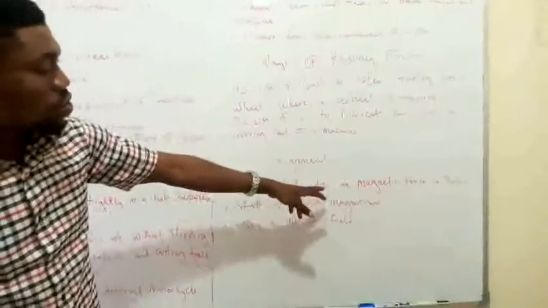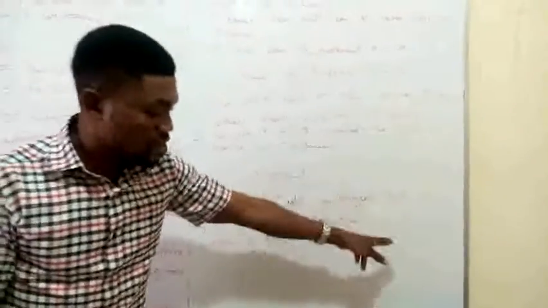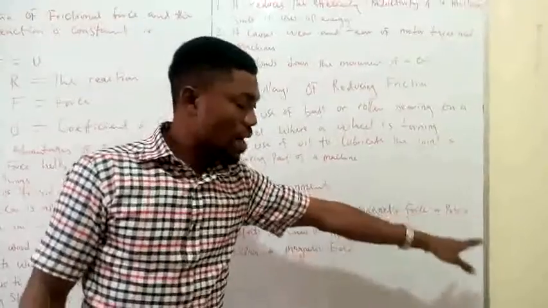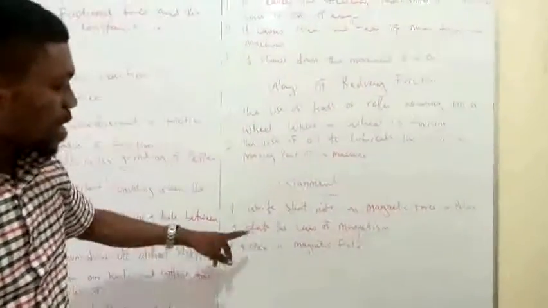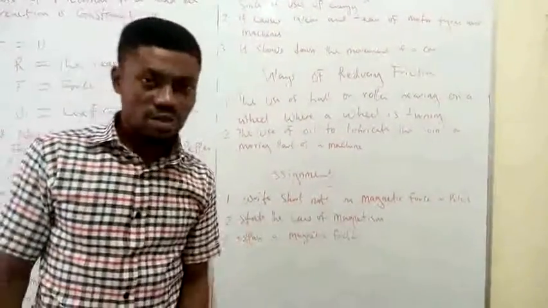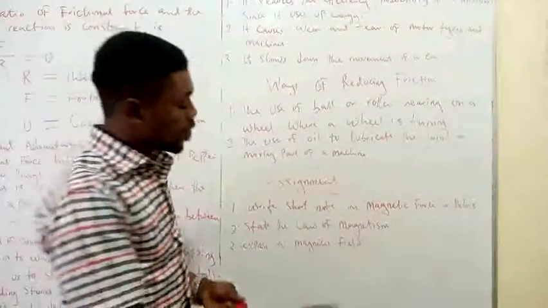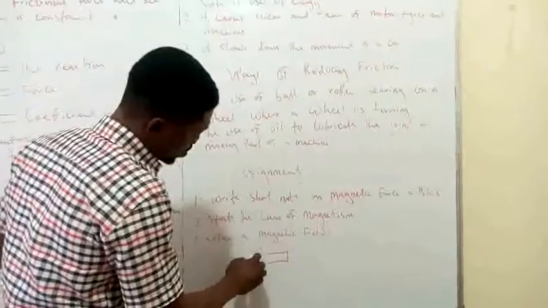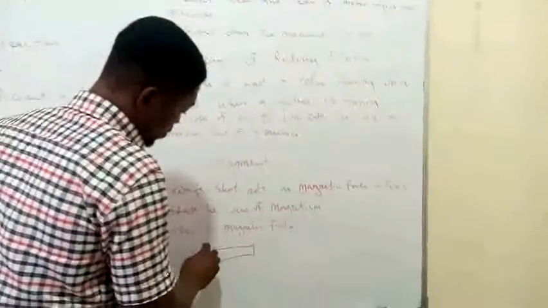So this is your assignment. Write short notes on magnetic force or magnetic poles. State the law of magnetism. Now, if you're studying this law, you have to do something like this for me. Use this to explain the law.